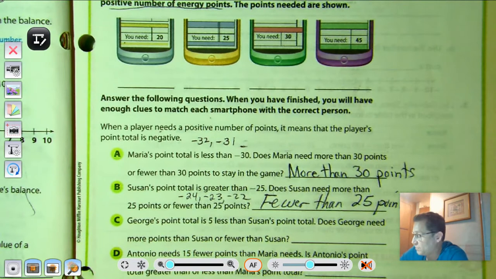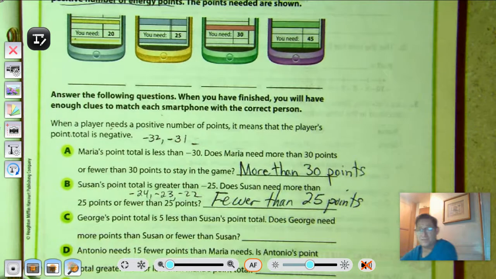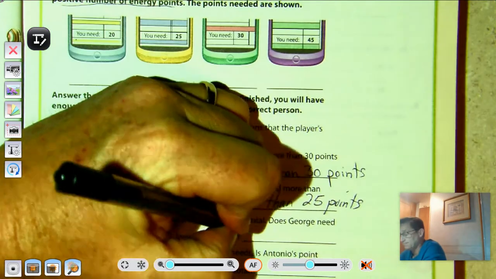George's point total is 5 less than Susan's. Does George need more points than Susan or fewer? He's going to need more, right? He has less points than Susan, so he's going to need more points.